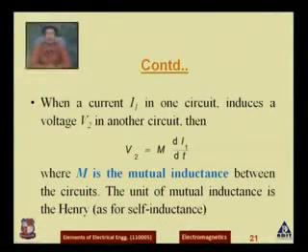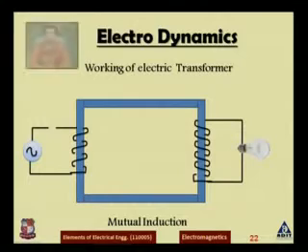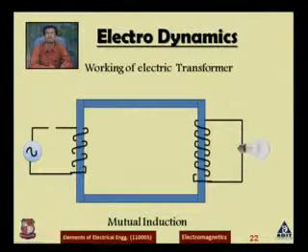So when a current I1 in one circuit induces a voltage V2 in another circuit, V2 is equal to M di1/dt, where M is the mutual inductance between the circuits. The unit of mutual inductance is Henry. Whether it is self inductance, mutual inductance or simple inductance, the unit of inductance L is taken as the Henry. Let's understand the electrodynamics of mutual inductance with the transformer case.